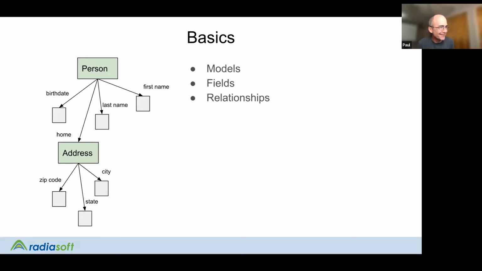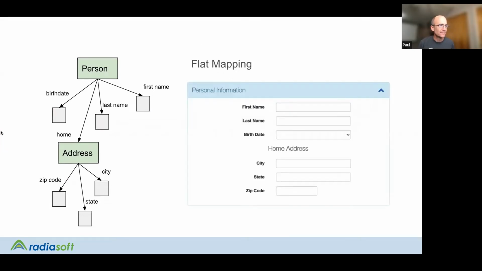Let's start with the basics. A model is a collection of data fields similar to a record in a database. Models may refer to other models, as in this case where a person has an address. In this diagram, the green box represents a model, which is made up of fields or references to other models. A gray box is a single piece of data, such as a person's first name or a city. Creating a UI editor for this structure is simple. A flat mapping is made from the data to each form field.